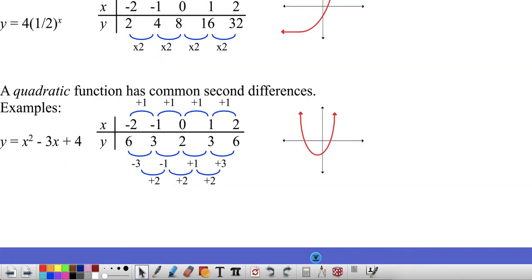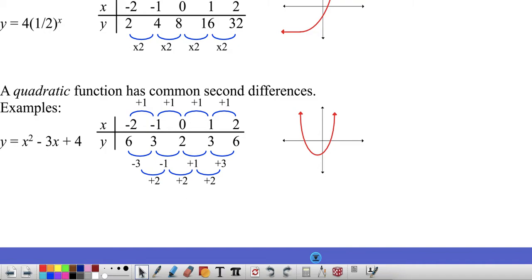How about a quadratic function? A quadratic function has common second differences. So the equation version of this is always going to have an x squared to it. So y is not being squared, but x is. And we could have this other stuff added and subtracted at the end. But a simple y equals x squared is going to be enough to know that we have a quadratic.